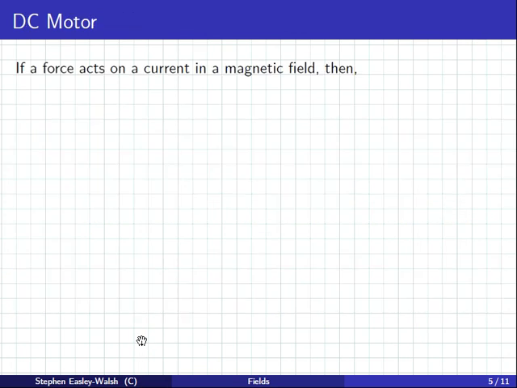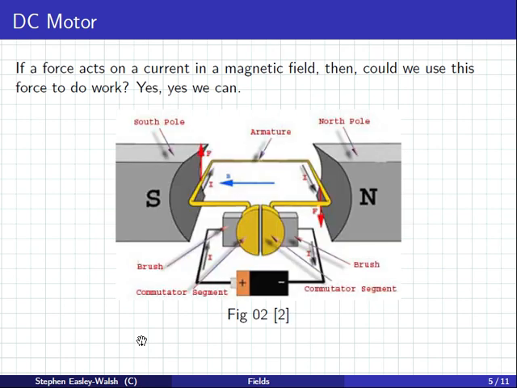So, if a force acts on a current in a magnetic field, then could we use this force to do work? Yes, we can. And this is exactly how we do it. This is called a DC motor. Let's have a look at how it works. So, the current moves along here, enters via the brush on the left into this, what's called the armature, and then exits here. And it's important that there's no connection here, because we want to force the current here. We don't want the current just to do this. Okay, so there is a little gap here.